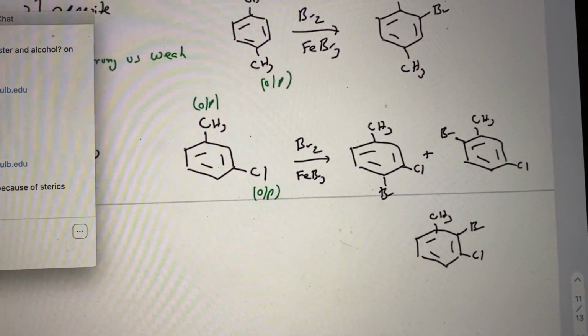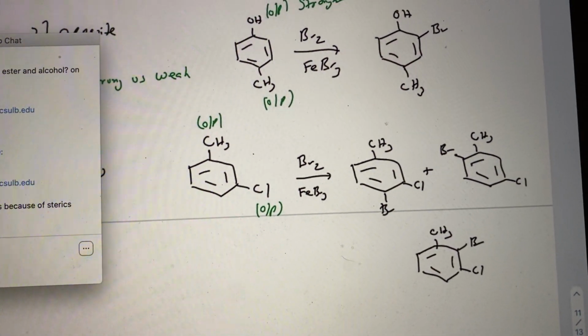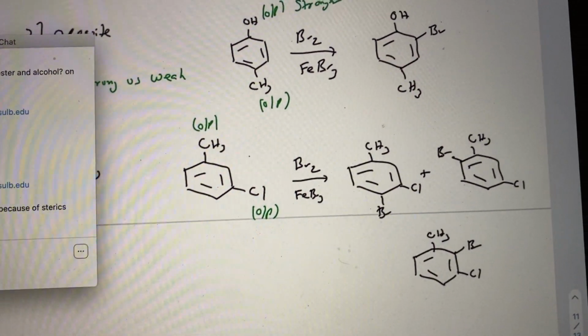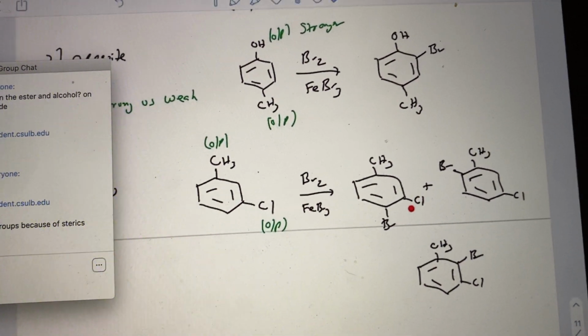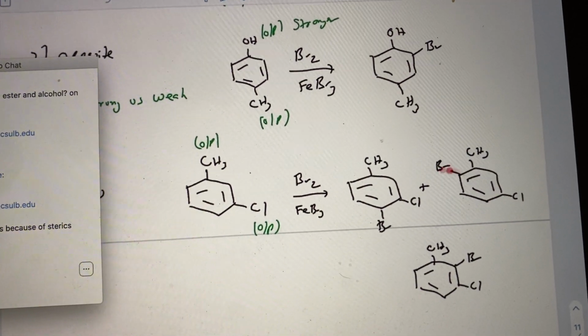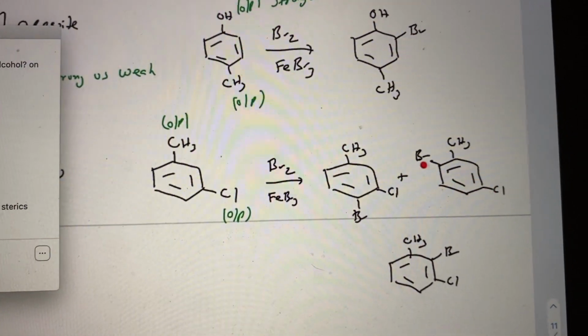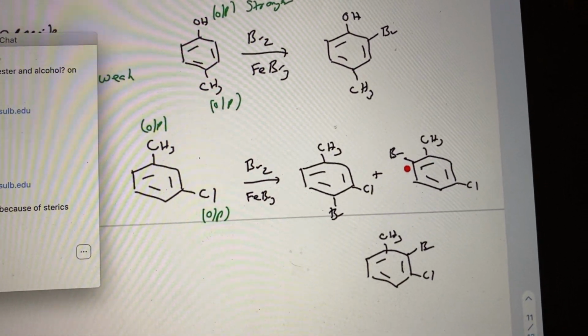Let's put the bromo group there. So yes, you're right, Lorianne. This bottom one is not going to be formed to any extent. The left structure here, the bromo is ortho to the chloro, para to the methyl, so that's all good energetically. Same thing in the right one. Now it's para to the chloro, ortho to the methyl, so that's also energetically favorable from directing effects.